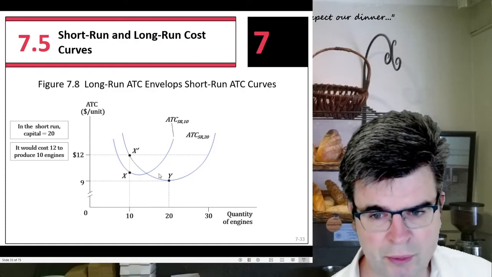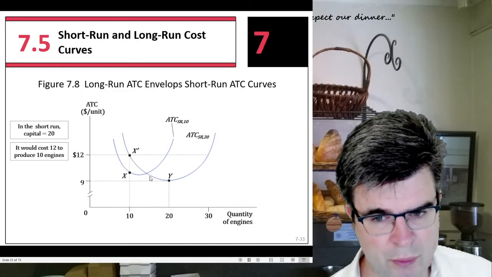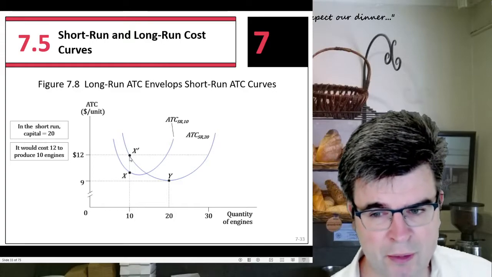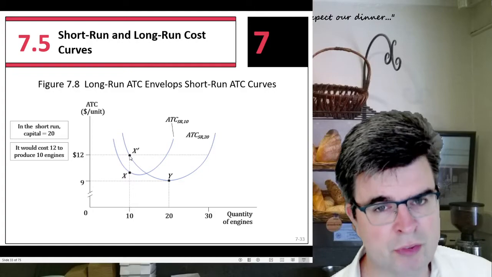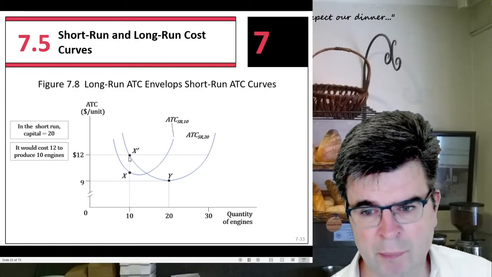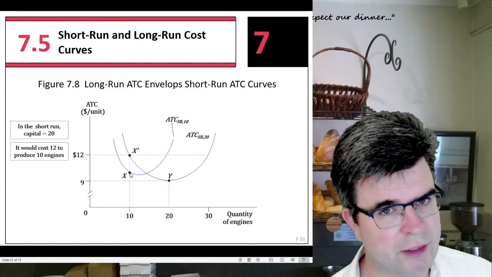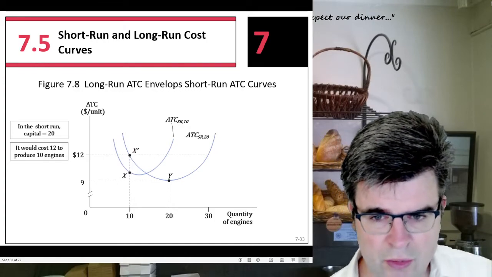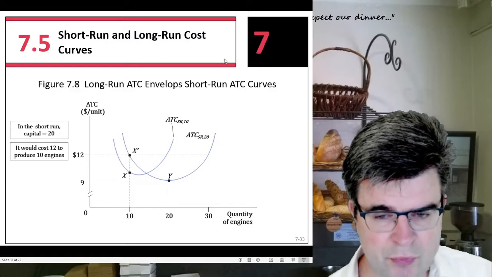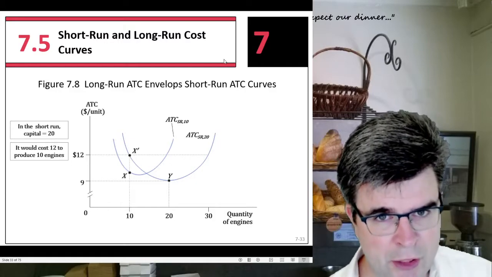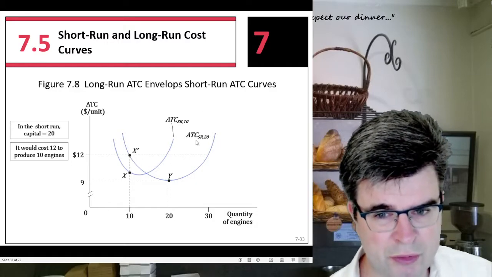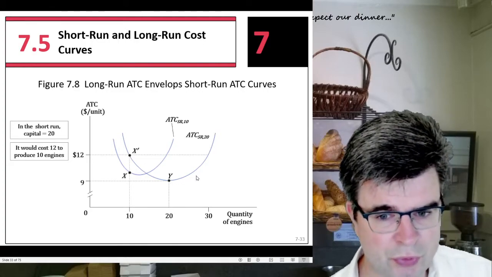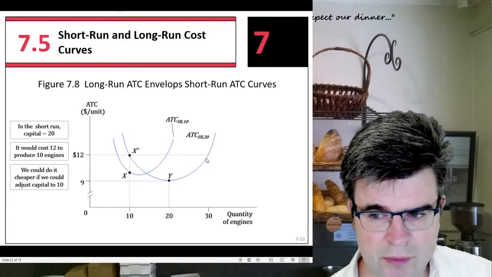So in the short run, when our plant is equipped for producing 20 engines, we cannot adjust capital. So our short run average total cost will be $12, but in the long run, when we can adjust it, it will be slightly lower. So in the short run, with again the amount of capital in place being okay for 20 units, but a little bit too little probably to produce 30 engines.